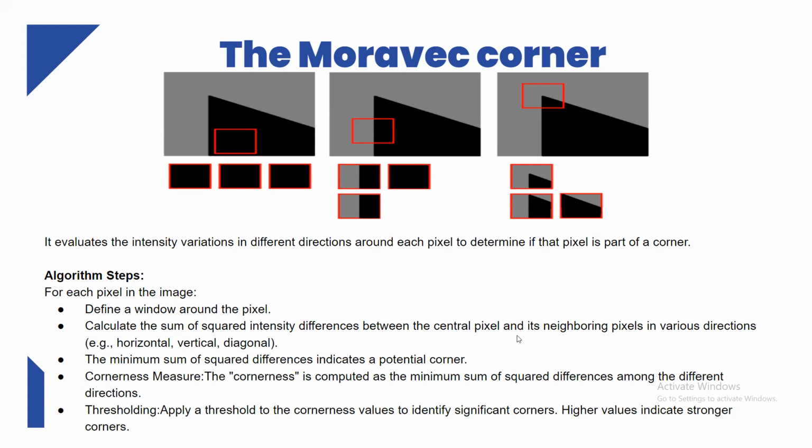It is from this minimum sum that you calculate the cornerness measure. It's what we call the cornerness measure. Once you get that cornerness measure, you apply a threshold. Applying a threshold simply means that above this, you declare a strong corner, and below this, you don't declare a corner.